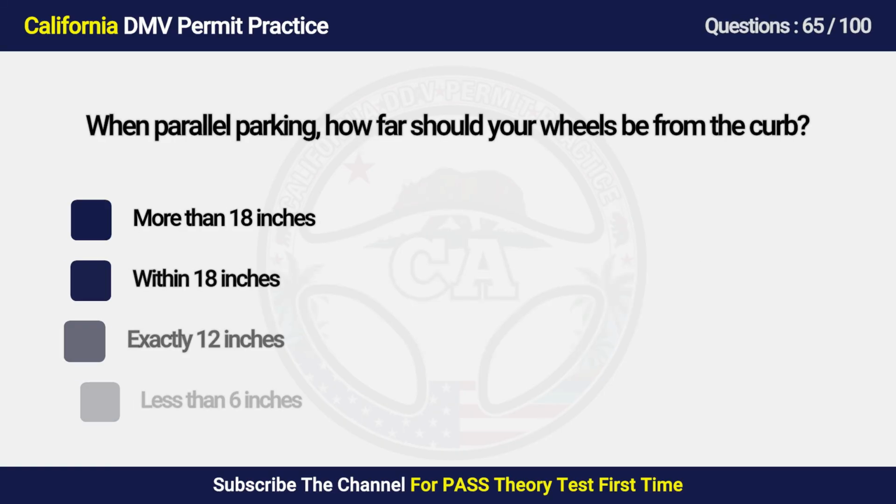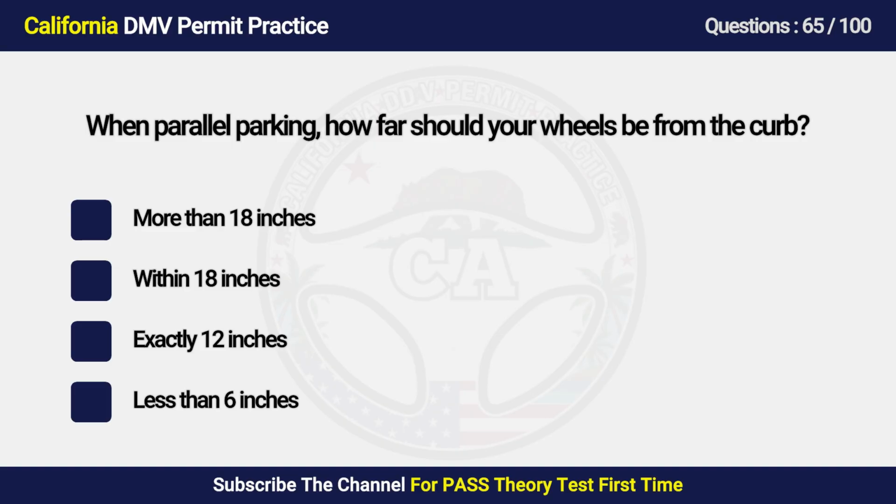Question 65. When parallel parking, how far should your wheels be from the curb? A. More than 18 inches. B. Within 18 inches. C. Exactly 12 inches. D. Less than 6 inches.